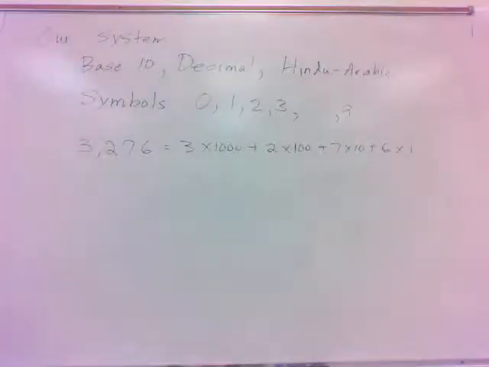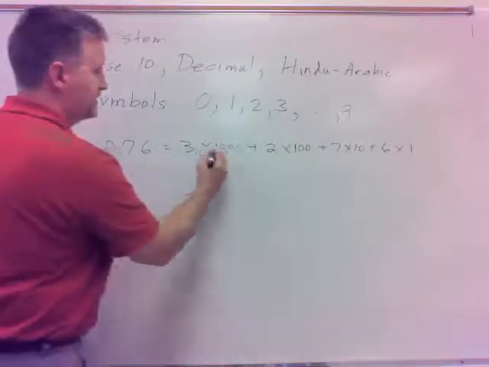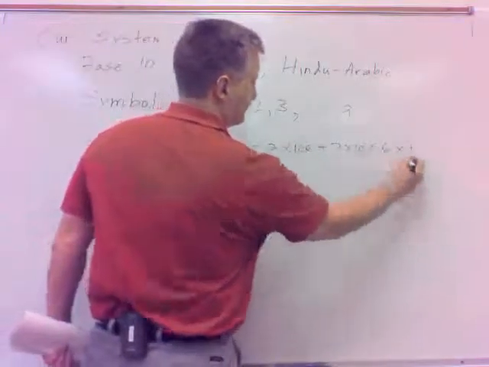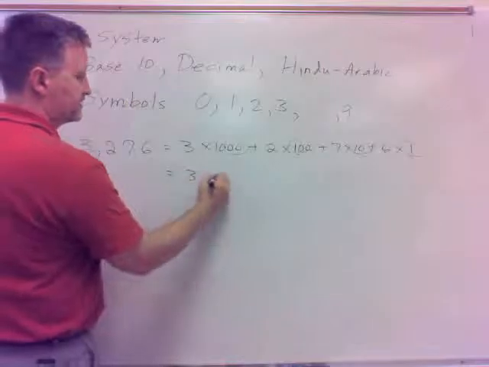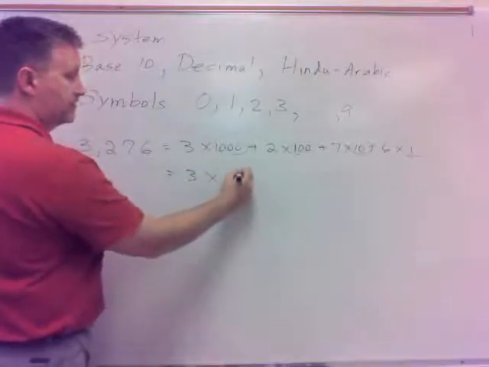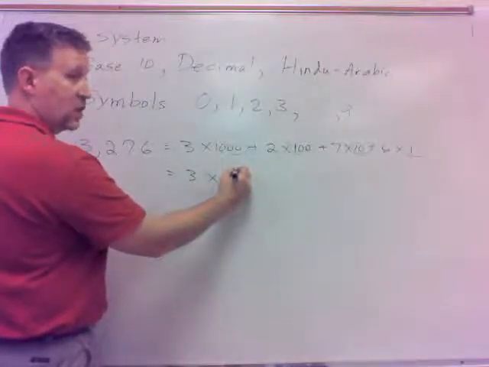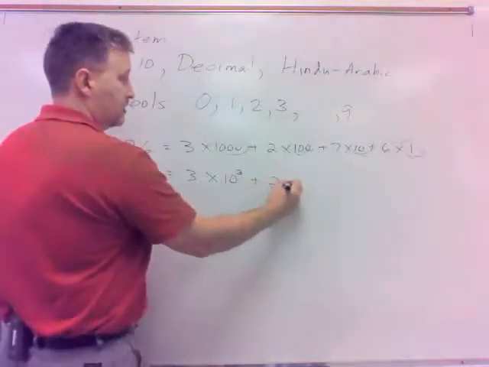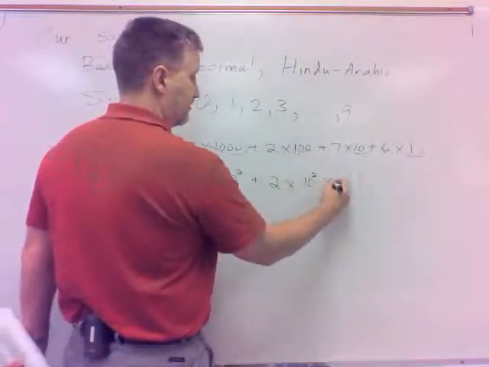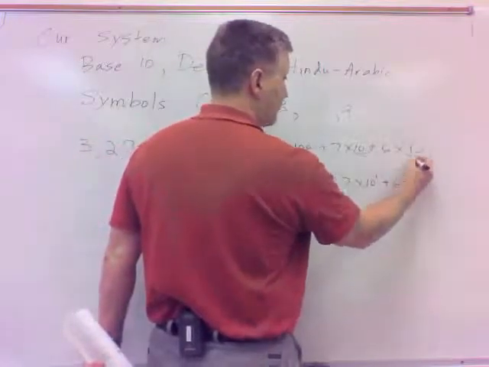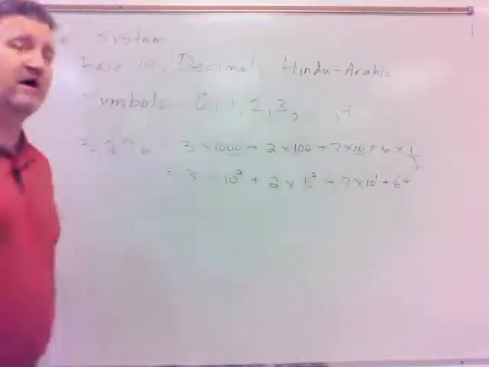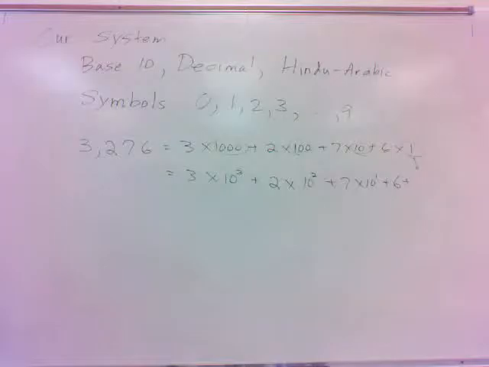And how do we know that's what they are? Well, that's the way we've always been taught, right? But the reason it's called base 10 is because of these. Those are all powers of 10. The 1,000 is 10 to what power? 10 to the third power. 100 is 10 to the second power, and 7 times 10 to the first power. And then even the 1 there is a power of 10. What power of 10 is 1? 0 power.